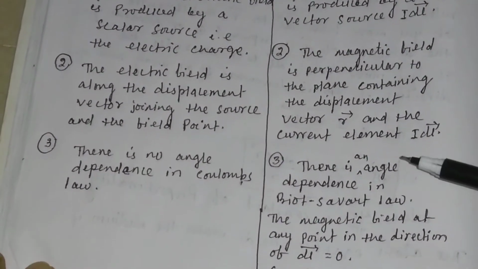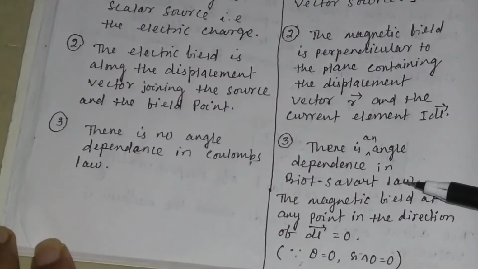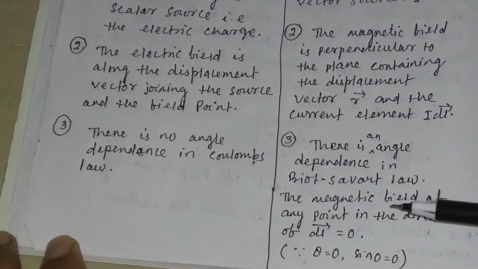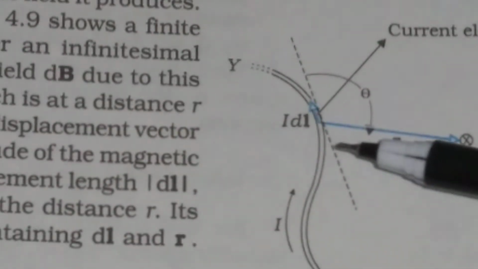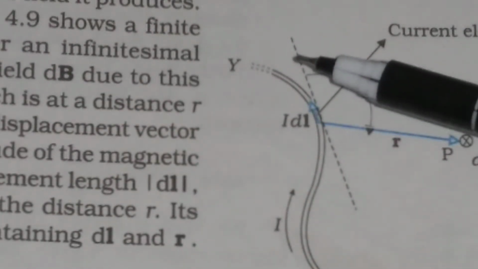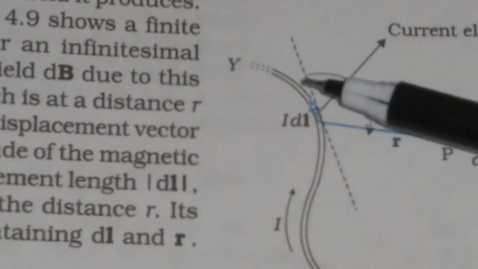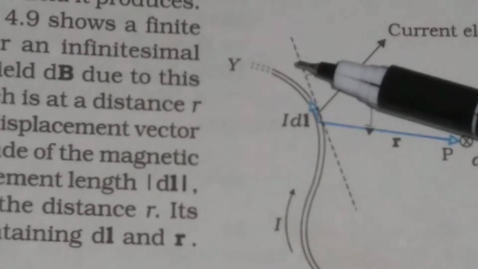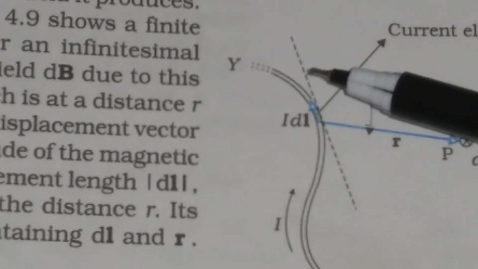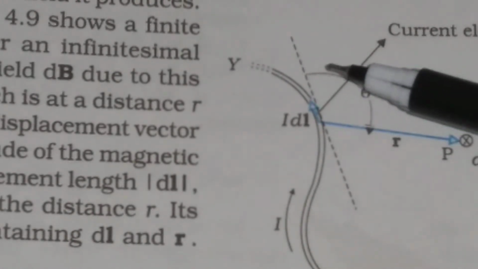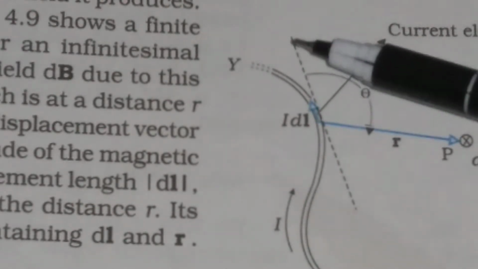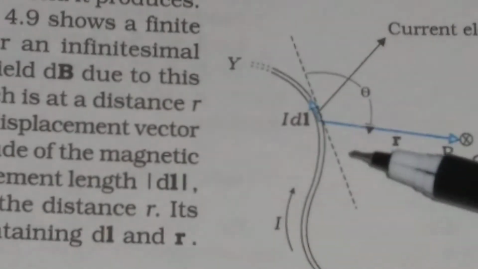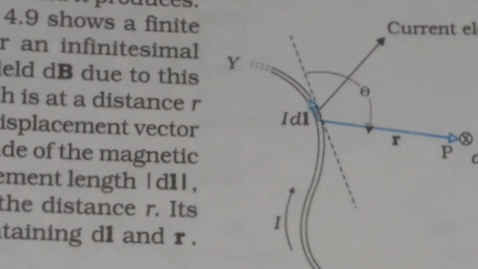In Biot-Savart law, the magnetic field at any point in the direction of dl is equal to 0. You see in this figure, the magnetic field at any point in this line will be equal to 0, because for any point in this line, theta will be equal to 0 degree, and if theta is equal to 0 degree, sin 0 is equal to 0, so the magnetic field at any point in this line will be equal to 0.